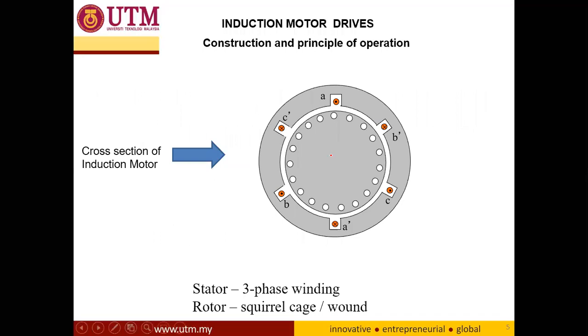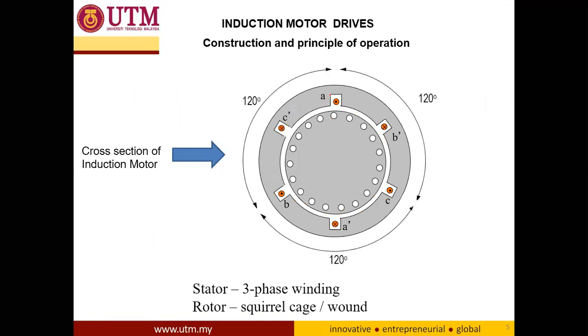So this is the structure of your induction motor. We have a stator and the rotor. The stator is the static part of the motor, where, as you can see, we wind the stator with the phase windings A, B, and C. So this is a 3-phase motor. As you can see, the winding between phases A and B must be 120 degrees apart. Also, between B and phase C, 120 degrees.